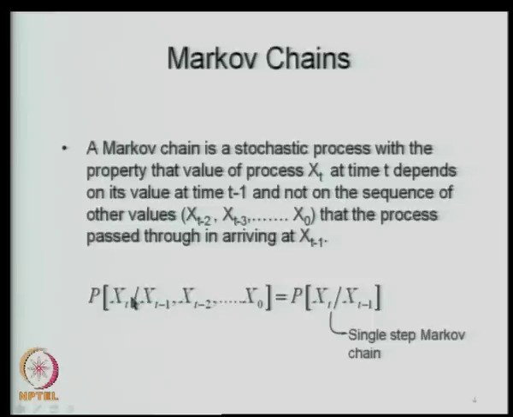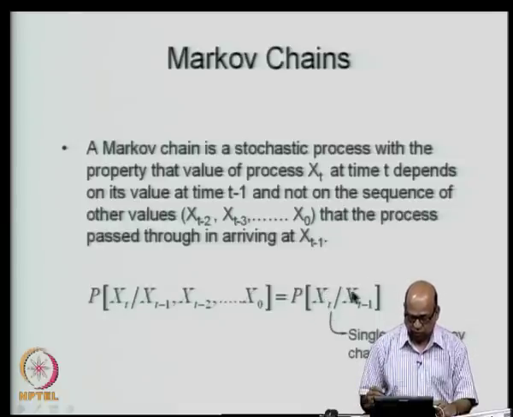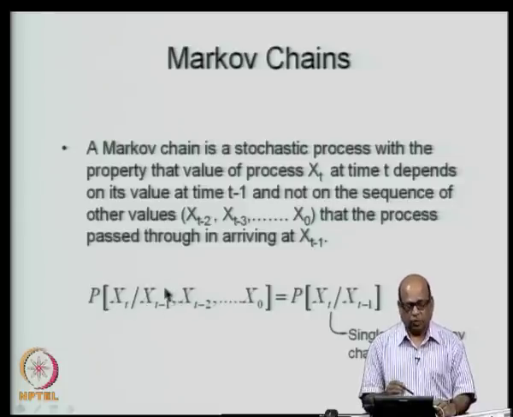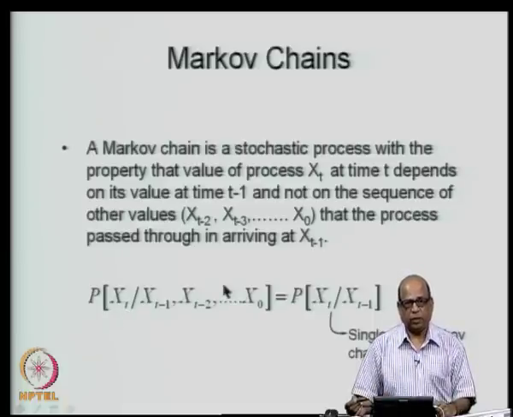In other words, the memory of the process is only restricted to the previous time period. Probability of x t given x t minus 1 determines the state to which the process goes from t minus 1 to t. In other words, all other states in the previous periods that it passed through to arrive at x t minus 1 do not contribute to the state x t. Only x t minus 1 contributes to the state x t in time period t.